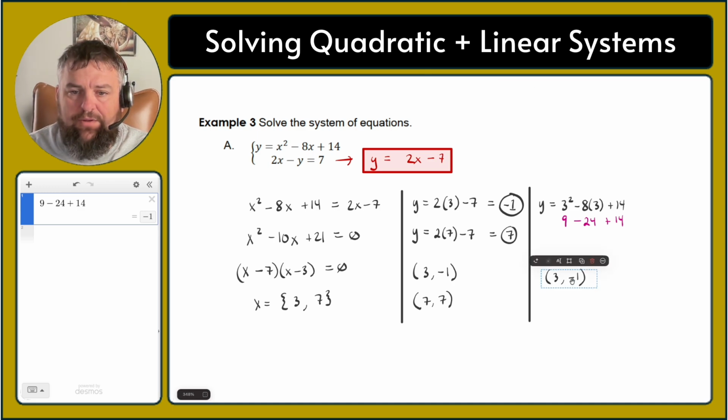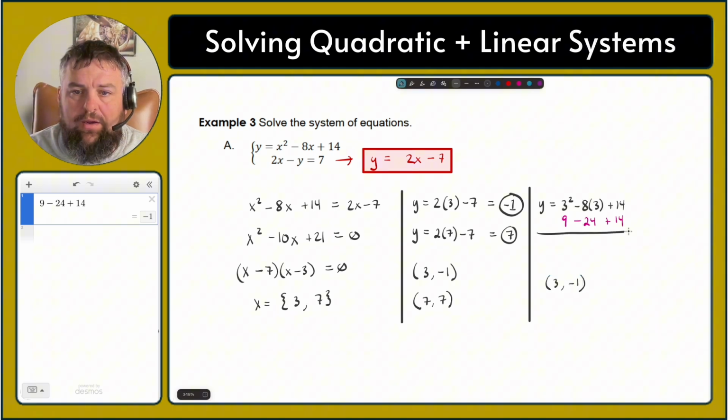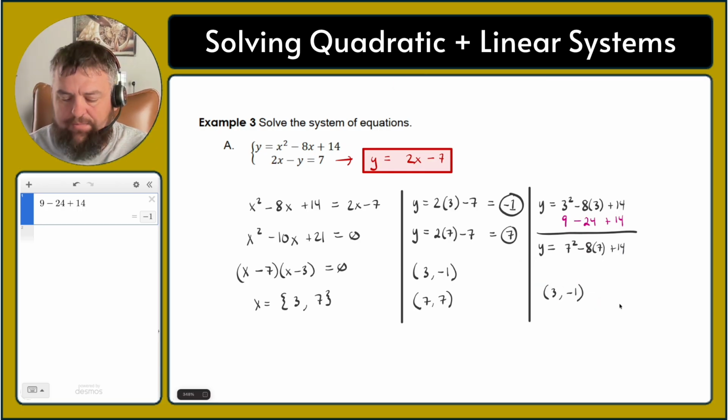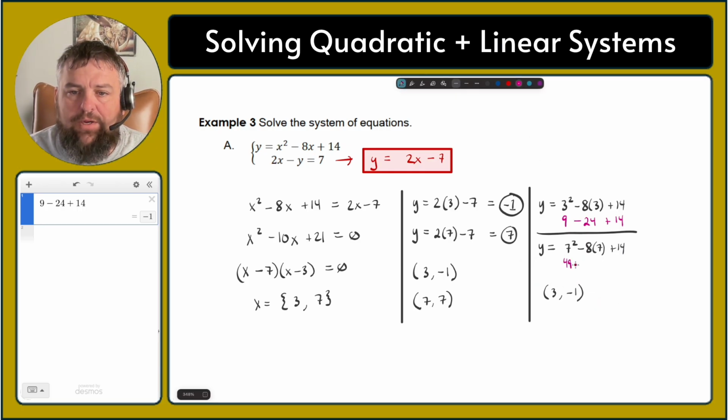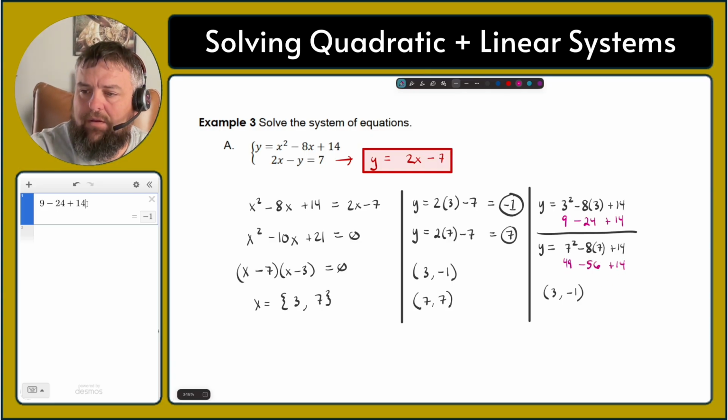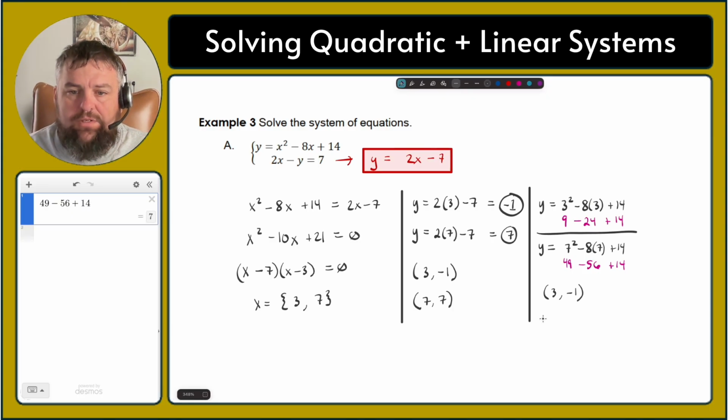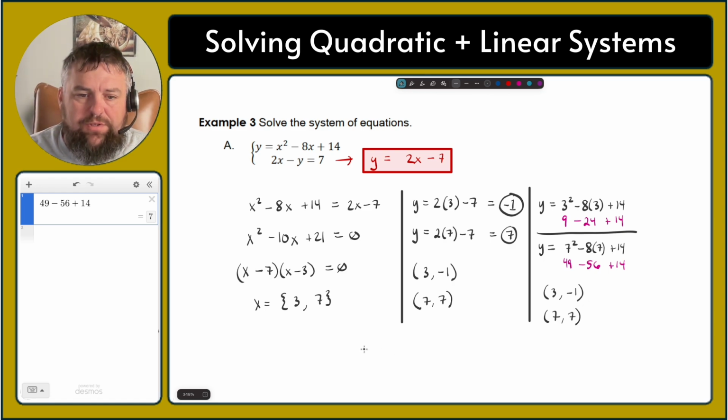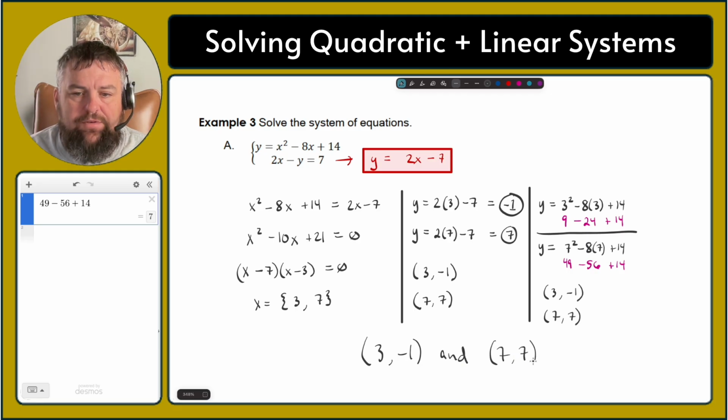Okay, if I plug it into the other one, y equals, the other one is going to be 7. So 7 squared minus 8 times 7 plus 14. Go down just a little bit further here. We're going to have, let's say, 49 minus 56, add 14. So 49 subtract 56, add 14, we get 7 also. So that does confirm it doesn't matter which function you plug it into. You just pick one and plug it in. So our two solutions are simply 3, negative 1, and 7, 7.